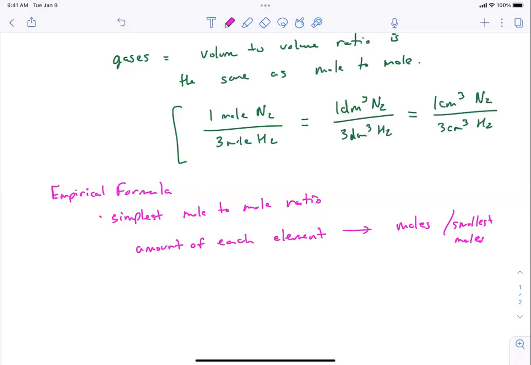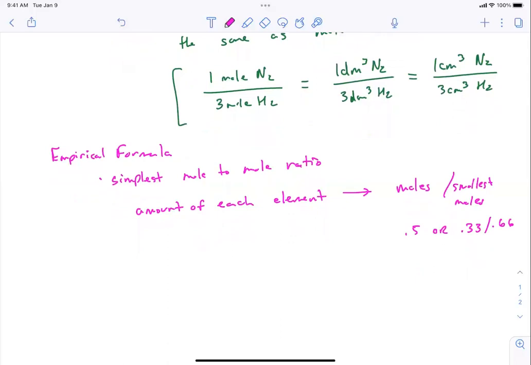And if your numbers aren't round, then you have to multiply them all by a certain number to make sure you get rid of the decimal place. But the only decimal places you'll have are 0.5 or 0.33 or 0.66. If you get a 0.25 after you've divided by the smallest number of moles, then you did something wrong.